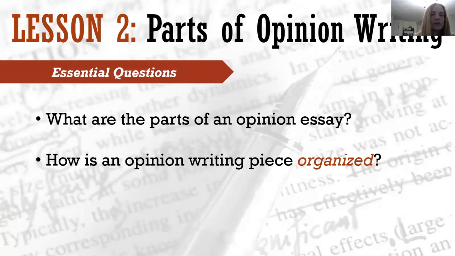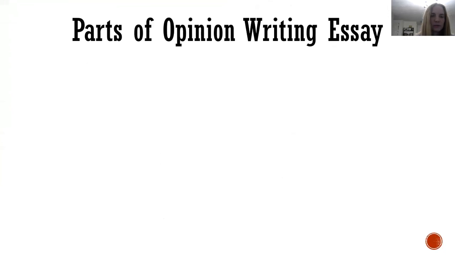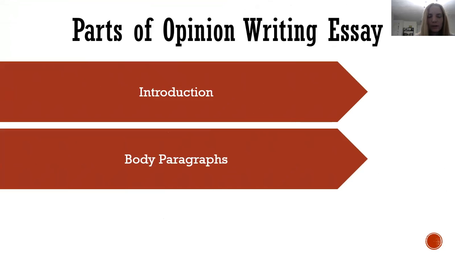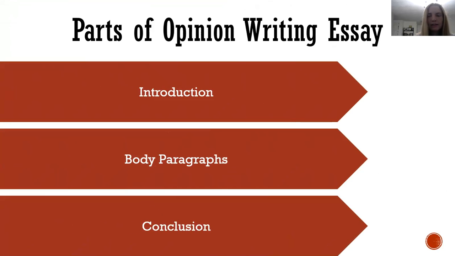So there are a couple of parts of opinion writing. What are they and how is this organized? Again, I talked about organization in a previous video, but let's just have a short reminder of it, okay? So the parts of an opinion writing essay are your introduction, your body paragraphs, and your conclusion. Remember, I gave you the example of a sandwich. You have a hamburger, really, where the body paragraphs are the meat, the burger itself. And the bread on the top is the introduction, and the bread on the bottom is the conclusion.